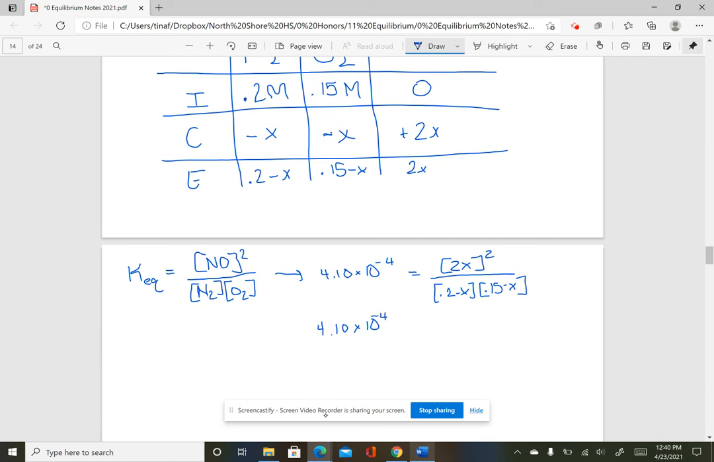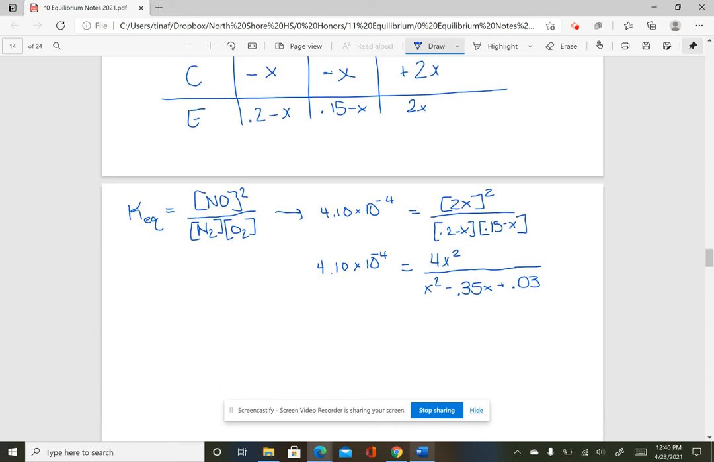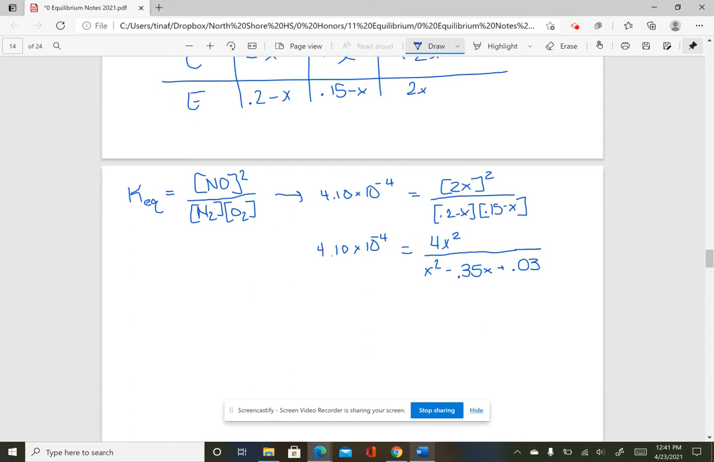Okay, so if I take 2x squared and I actually square it, I'm going to get 4x squared on the top. And if I use FOIL on the bottom, I'm going to get x squared minus 0.35x plus 0.03. So this is just ugly. And if you guys don't remember how to do FOIL, it would be great if you could pause the video and do that: first, outer, inner, last, combine like terms. If you don't remember how to do FOIL, that's something that we'll need to talk about in class when we're together. All right.